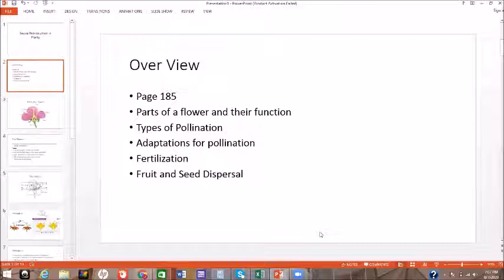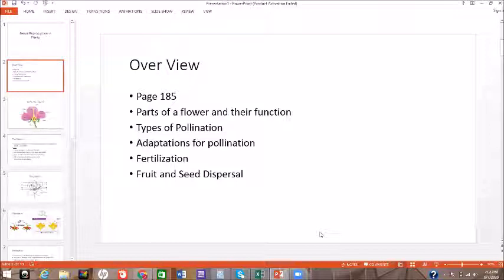But here's an overview of our lesson today. All of this information can be found on page 185. Like I said earlier, we're going to be talking about the parts of the flower and their functions. We're going to be talking about two types of pollination, which is going to be cross-pollination and self-pollination. We're also going to talk about the different adaptations that flowers have for pollination.